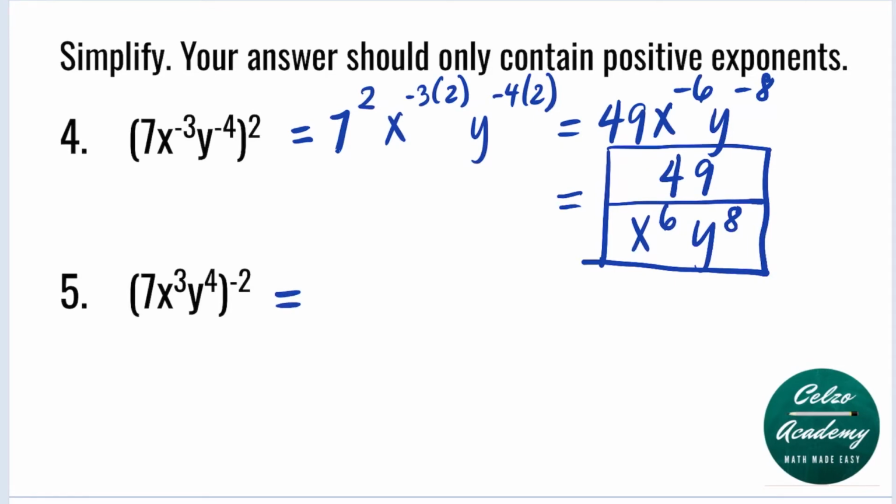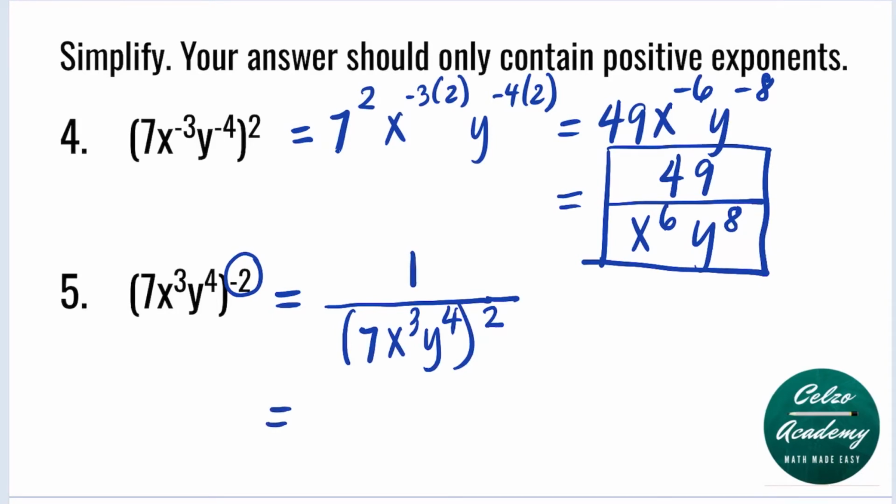Question 5. The quantity 7x cubed y to the 4th, to the power of negative 2. Unlike with number 4, notice that for number 5, the power outside the parentheses is negative. So this means we need to apply the negative exponent rule first for the entire base 7x cubed y to the 4th. So to make this positive, we need to move the entire thing below, and that becomes 7x cubed y to the 4th, and that turns to positive 2. This means there's nothing left on top, and we need to write 1.